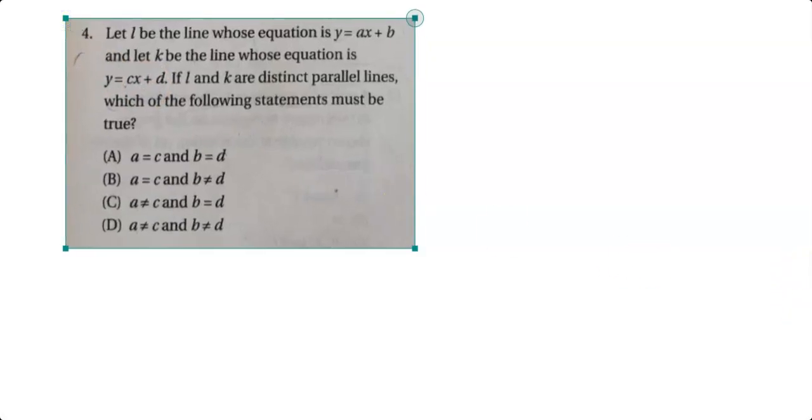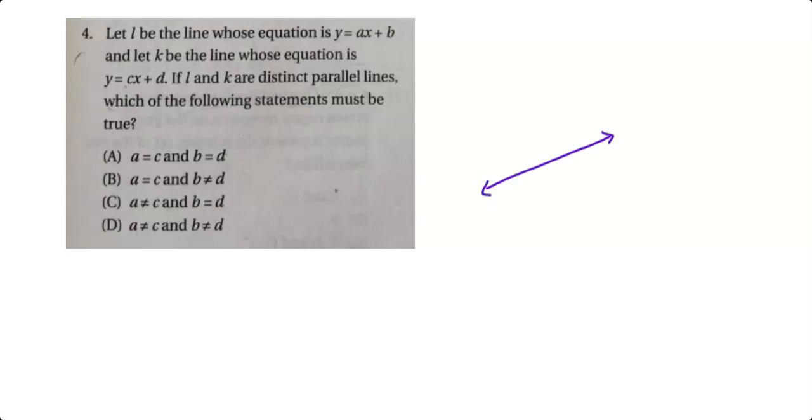It says let L be the line whose equation is y equals ax plus b, and let K be the line whose equation is y equals cx plus d. If L and K are distinct parallel lines, then which of the following statements must be true? Okay, so what do we know about parallel lines?